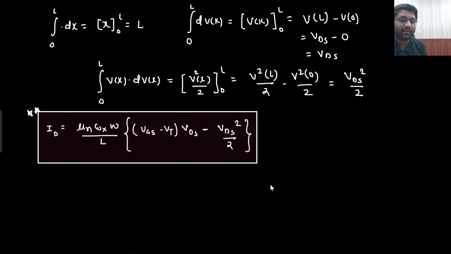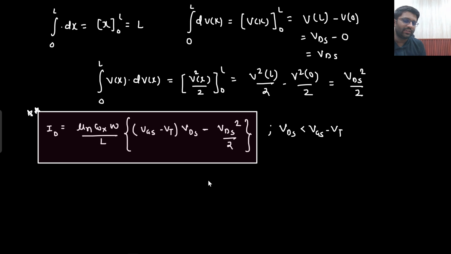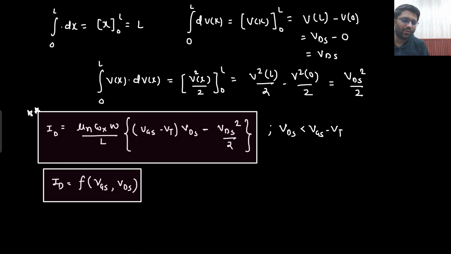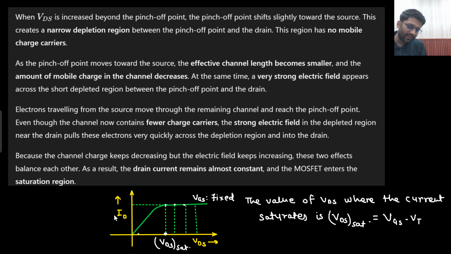Here VDS is significant, but surely here your VDS is less than VGS minus VT. Why is that so? Because as you increase VDS, the current is depending on VDS, no? Here your current is a function of VGS and VDS. Say yes or no? But you know one thing: in saturation, in this particular region, your current is not a function of VDS. Even if you increase VDS, the current remains the same only.